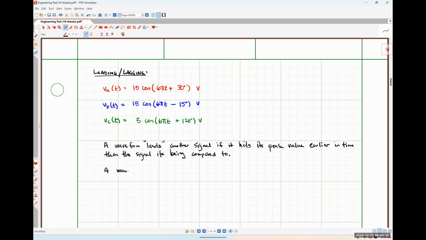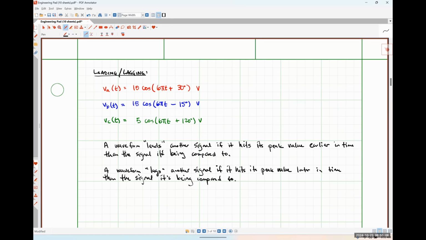And we can say that a waveform lags another signal if it hits its peak value after, or later in time, than the signal it's being compared to. Okay.